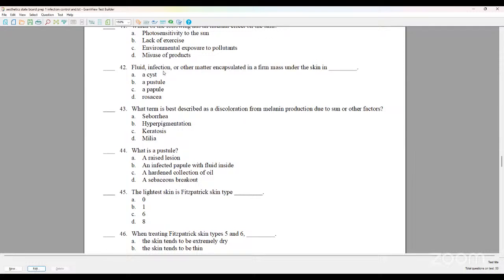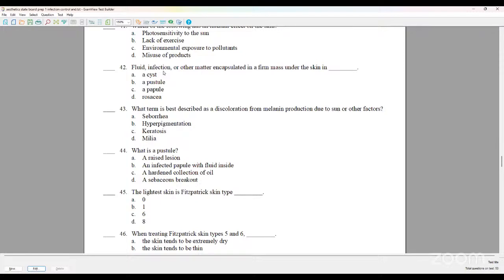Sebaceous and sebum oil, they left off the word gland, so they put something in there to throw y'all off. A hardened collection of oil is like a little sac in the follicle. That's just overproduction of oil. There's not a term for a hardened collection of oil, whether it's inside or outside of the skin.